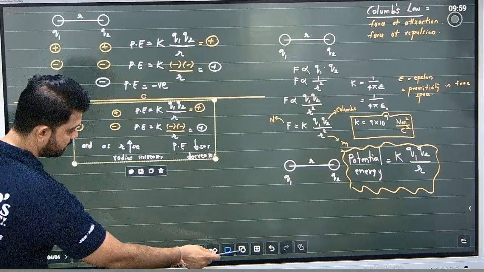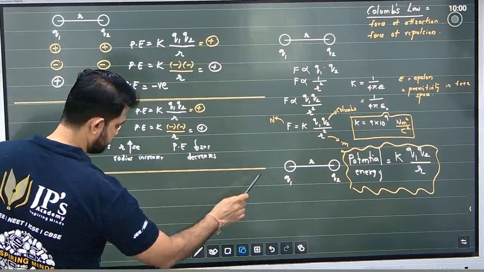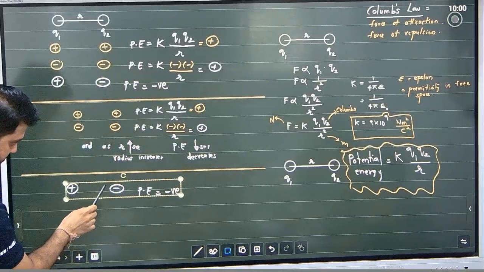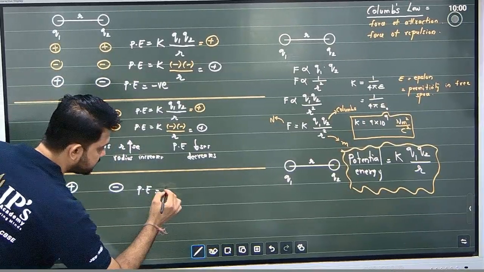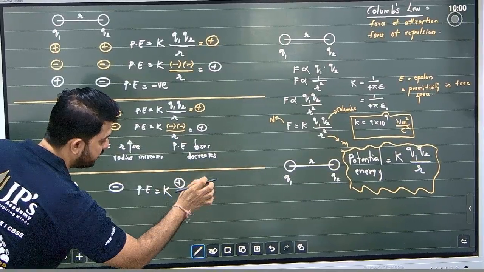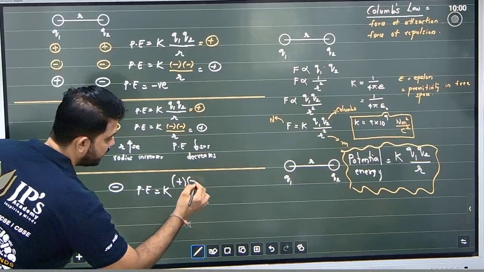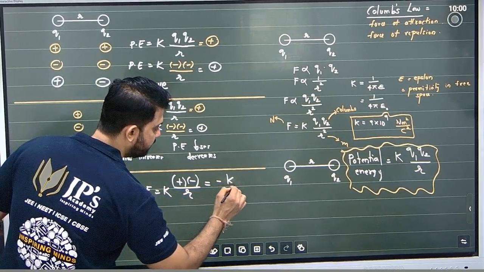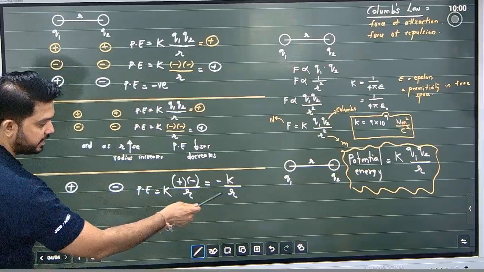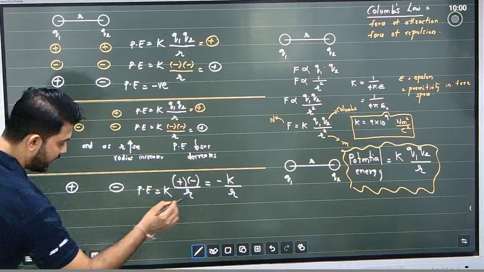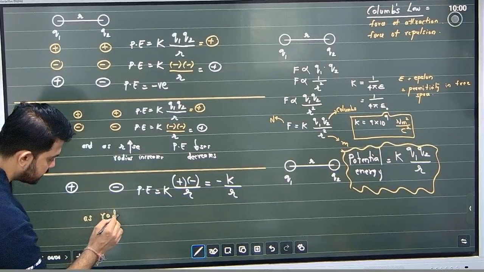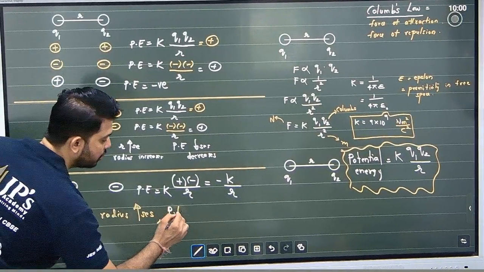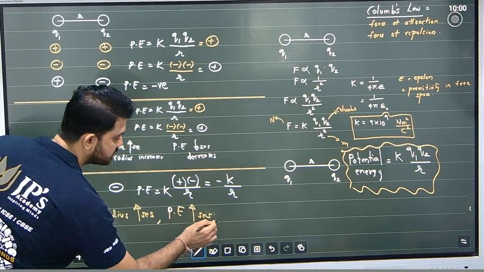if I have the next two conditions, like one of them is positive and the other is negative, this is K positive into negative over R, so potential energy will be negative into K by R. Is it positive or negative? So here as radius increases, potential energy will also increase.